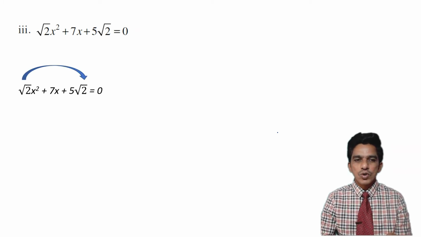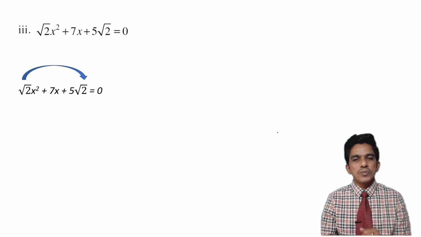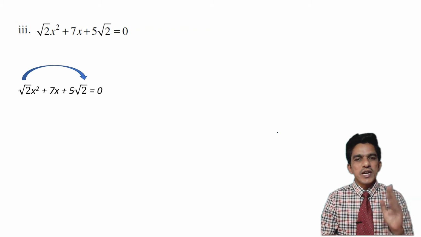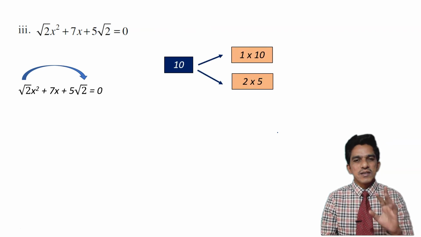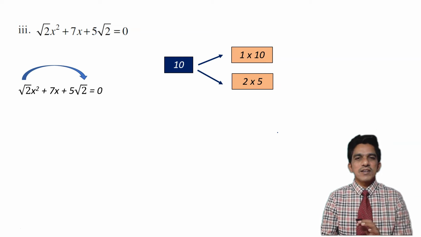Coefficient of x is root 2, constant is 5 root 2. Root 2 into 5 root 2. So actually we have 5. Again root 2 into root 2 is 2. అంటే 5 2s 10 వచ్చింది actual గా మనకి. Let us factorize 10. 1 10s are 10, 2 5s are 10. These are the two ways in which you can factorize 10.